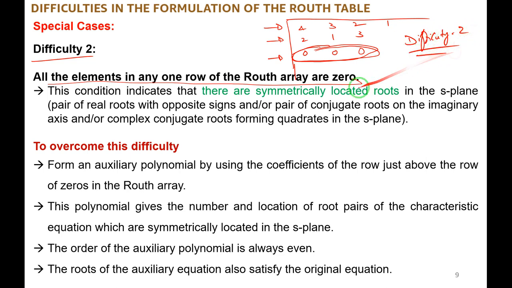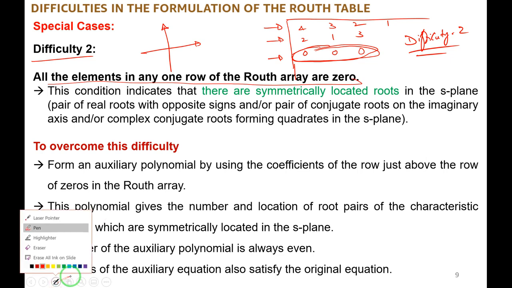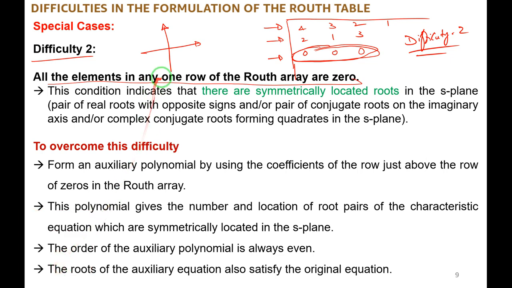And one thing, whenever difficulty 2 comes, it is an indication of the presence of a pair of symmetrically located roots. I will tell you what that means. Let me change the ink color here. On the sigma j omega plane, the roots for example minus 2, plus 4, minus 4. They are symmetrical, right? Plus 4 minus 4. Maybe this is one case.